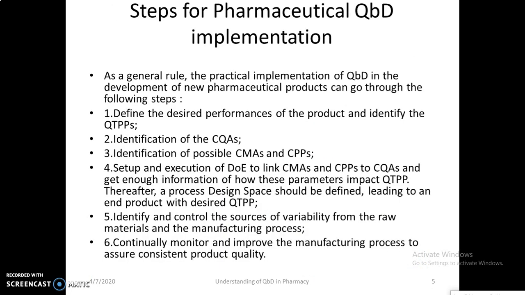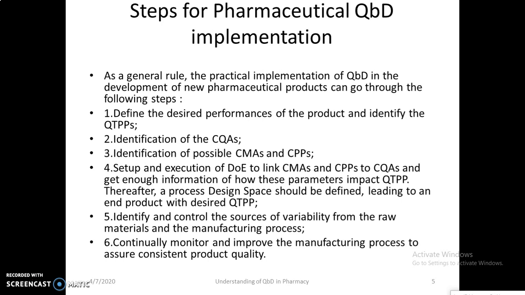The steps of pharmaceutical QbD implementation. As a general rule, a practical implementation of QbD in the development of new pharmaceutical products can go through the following steps. One, the first is you have to define the desired performance of the product and identify the QTPP. That is very important. You have to first identify your confidence region and tolerance level, as it is called nowadays. You have to find out your limit range. What is the range you are going to achieve? In the case of tablet friability, all of you know it should be less than 1%.